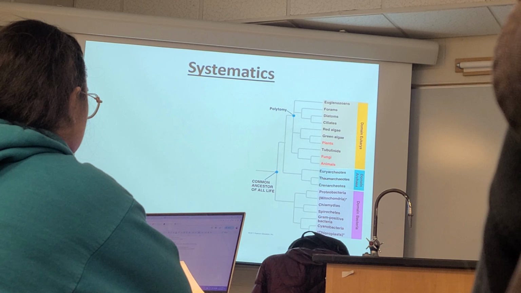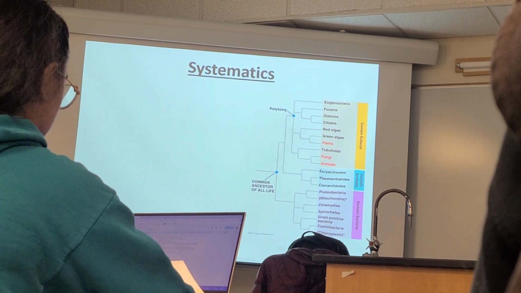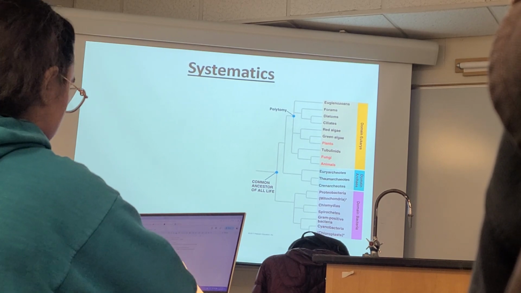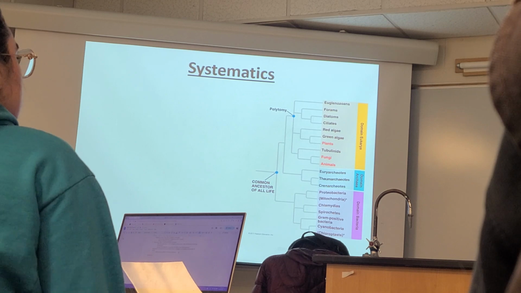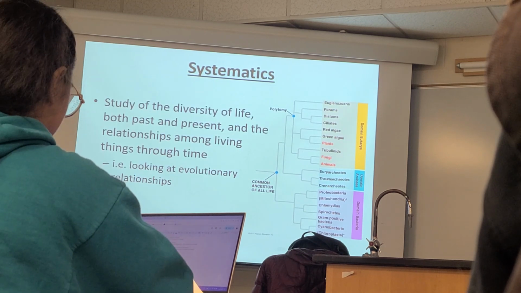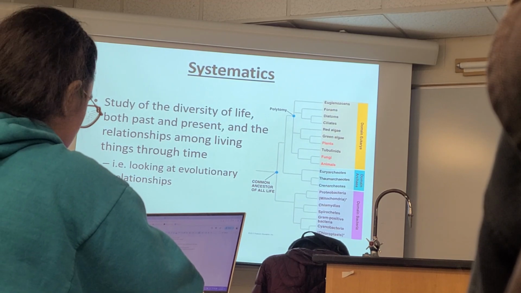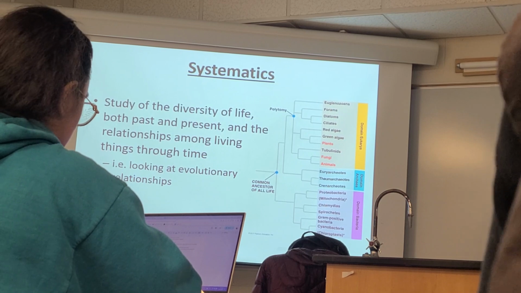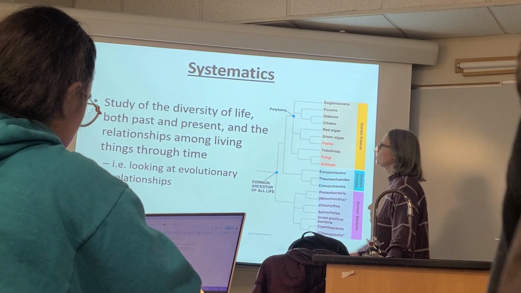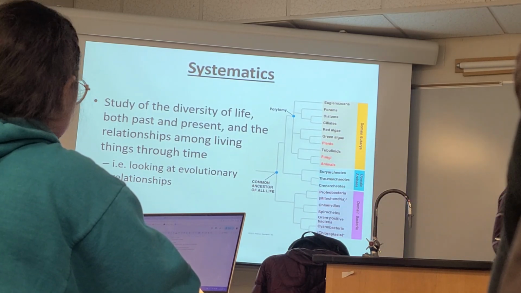All right, now that we've talked a little bit about traditional taxonomy, now we're going to get into a topic that relates a little bit more to how we classify and organize plants today, which is going to be more the focus of the lecture for this semester. We're getting into systematics. This is another subdiscipline of biology that specifically studies the diversity of life, both past and present, so species that existed in the past that are extinct now, ones that are existing today, and the relationships among living things through time, right? How they're related through their evolutionary history.